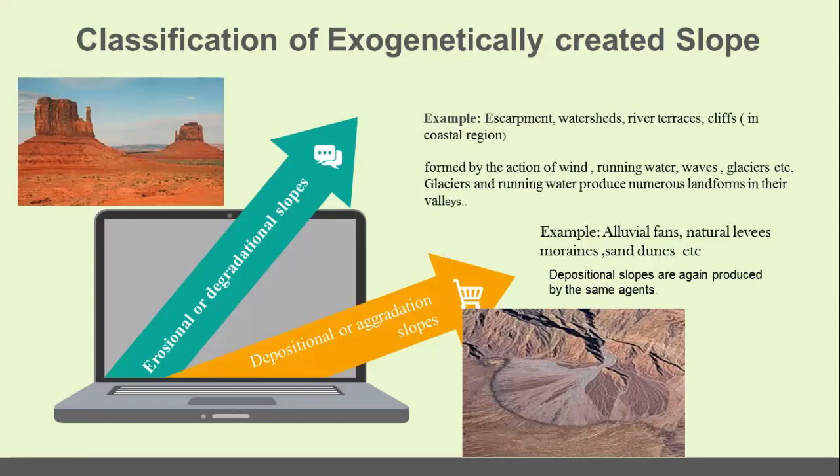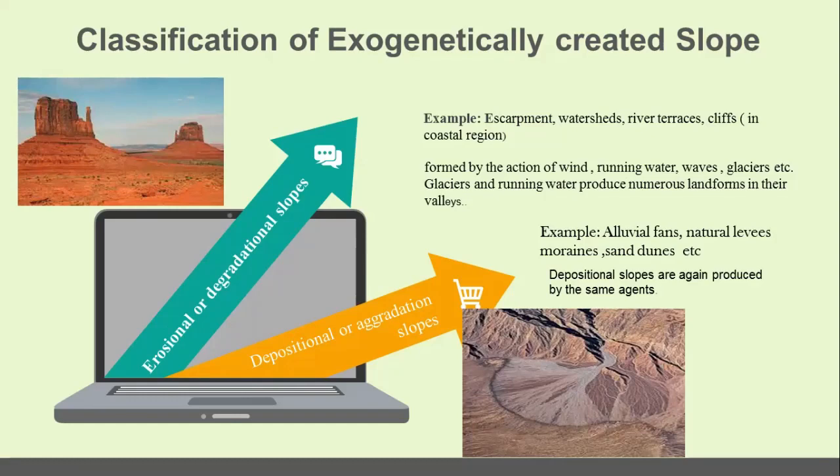So again, when each of them deposits, what do they deposit? Whatever has been eroded, now is the time for deposition. So again, each of these agents, the wind or the running water or the waves or the glaciers, etc., while they are depositing, they will again have their own assemblage of landform.